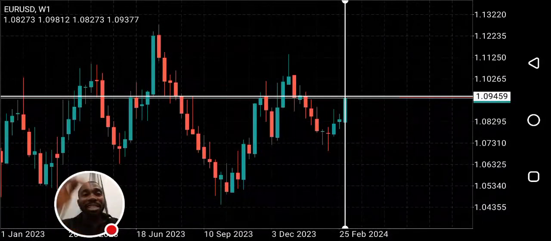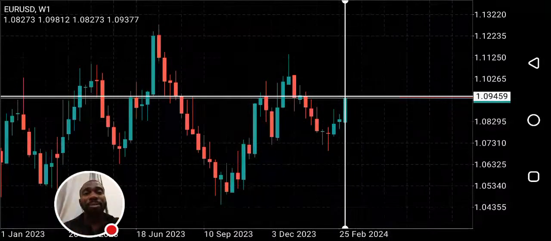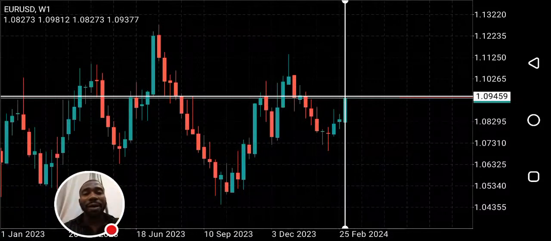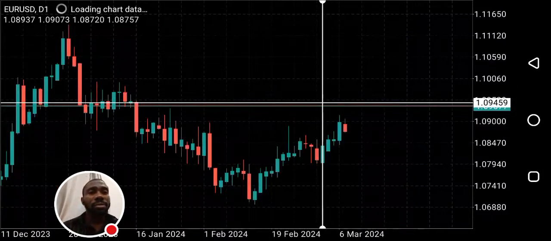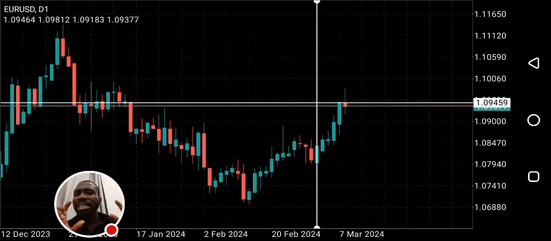So price has hit a resistance level. The next thing we need to confirm is the pattern that forms at that resistance level. So now we need to go down to lower time frames, daily, 4 hour, 1 hour, to see the pattern that forms on those time frames. So let's move down to daily.